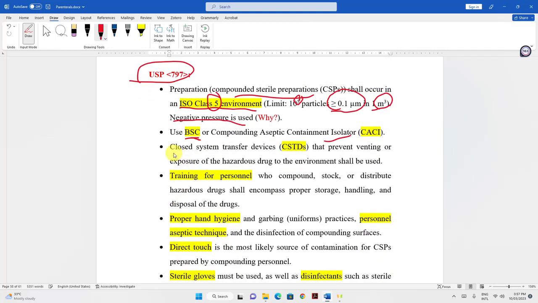Also, it's very important to use closed system transfer devices, CSTDs, because you don't want to come in direct contact with the hazardous material. You use what we call closed system transfer. So all the transfer you are doing is in a closed system environment, so nothing is vented to the environment.